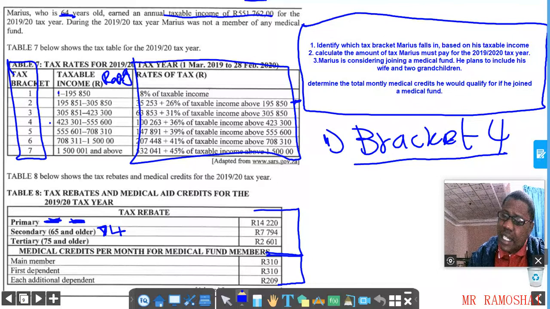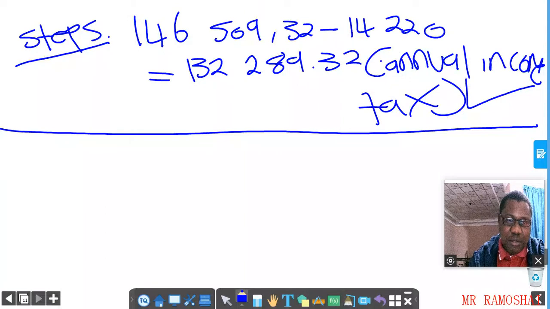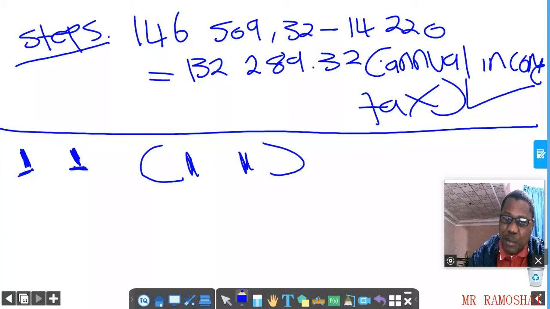Remember now, this comes after. So now he wants to join. So let me give you the tricky part here. You must be careful. He wants to join, so automatically he is the medical aid holder. So already we have one member, that is him. Then there will be another member, the wife, and we're going to have 2 grandchildren. So how many people are in that medical aid? Him, wife, 2 grandchildren.